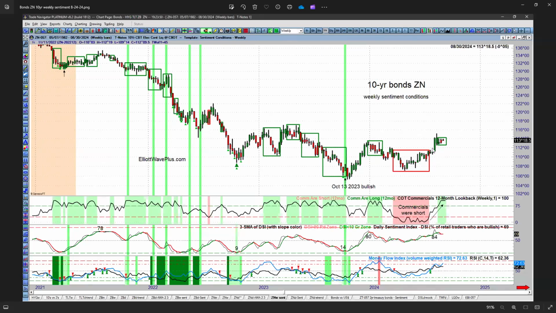So they're getting long the 10-year versus the 30-year. That means that the 10-year bond yield should move down faster than the 30-year bond yield, because yields move opposite to the bonds. So this is suggesting that we're going to get uninversion very quickly.